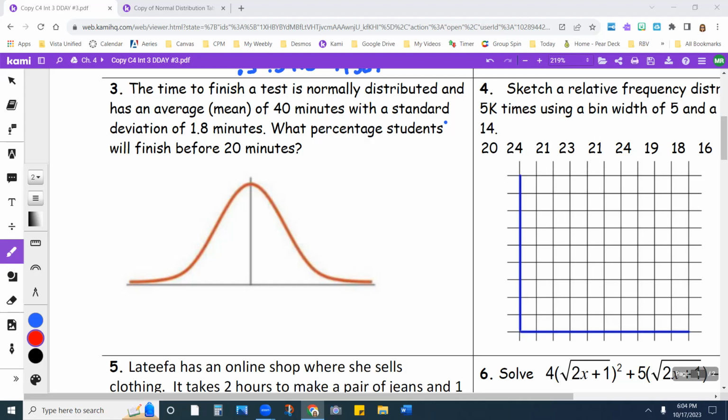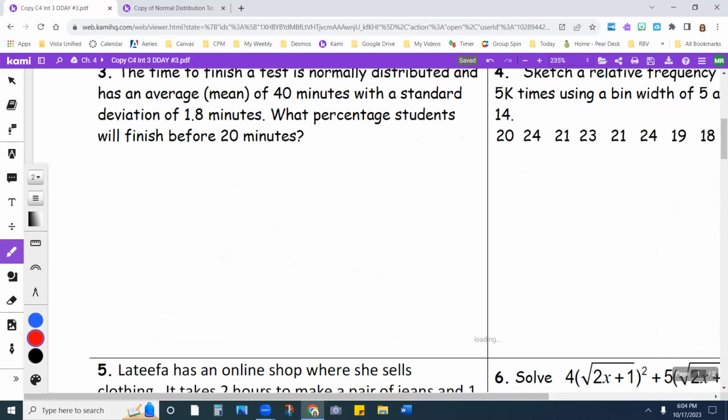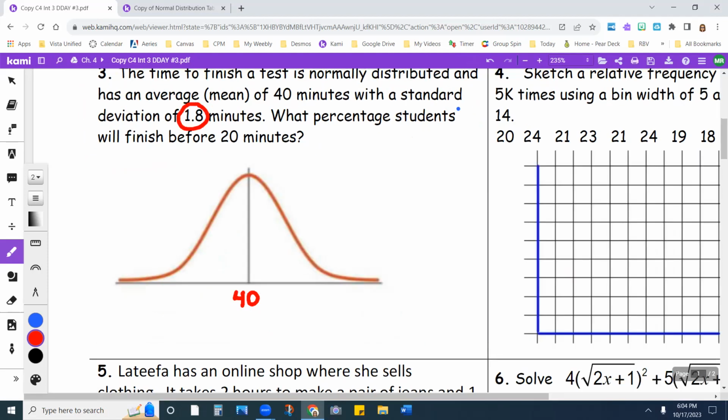On number 3, the time to finish a test is normally distributed and has an average mean of 40 minutes, with a standard deviation of 1.8 minutes. And we want to know what percent of students will finish before 20 minutes. So 20 minutes would be on this side, and I want the area here because that would be my percent.